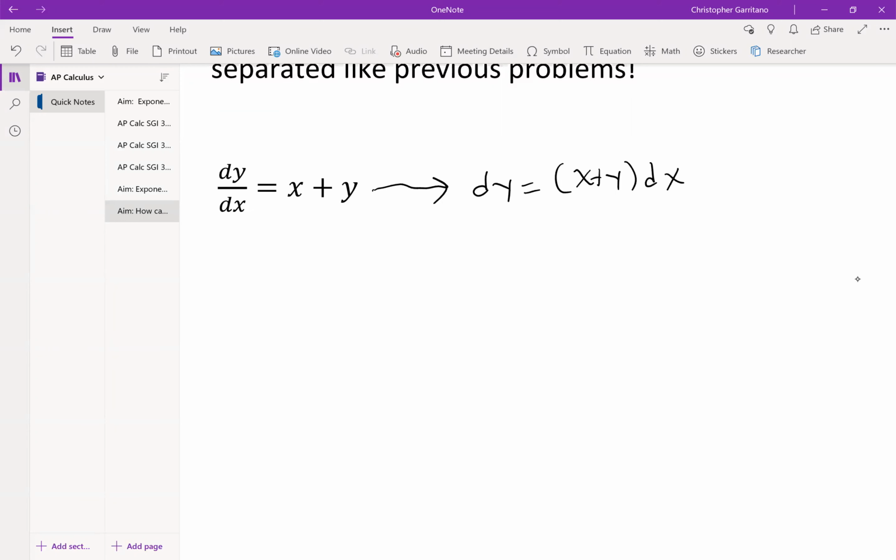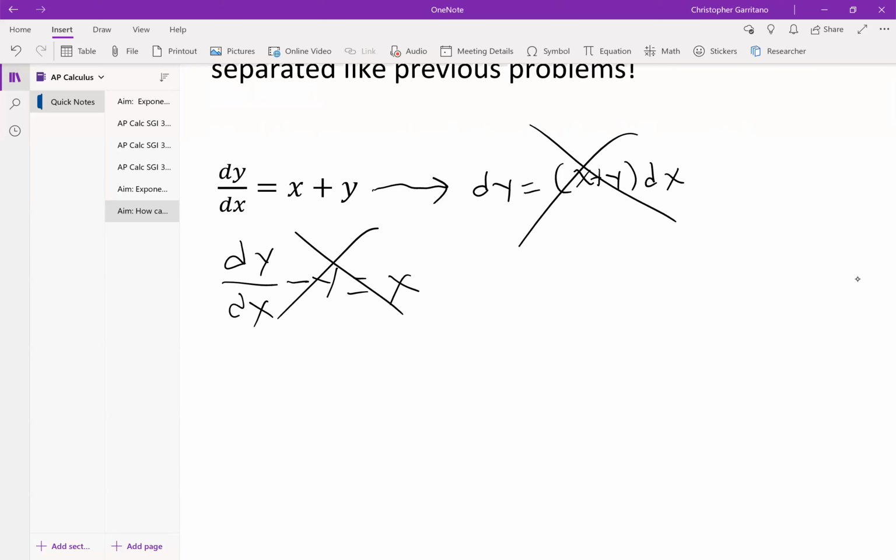Let's say we start with the right side and we try to move x or y over to the left. Well, I can subtract both sides by y. So my left side would be dy/dx minus y is equal to x. Okay, that's great. I have x alone, but on the left side I have a dy and a dx and a y. So this doesn't work out. There's really no way that we can separate these differentials.